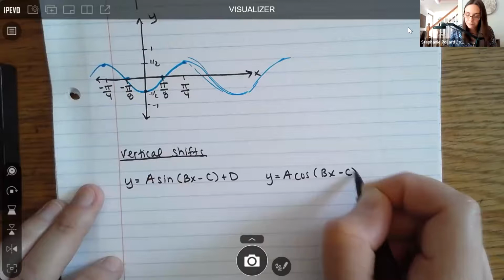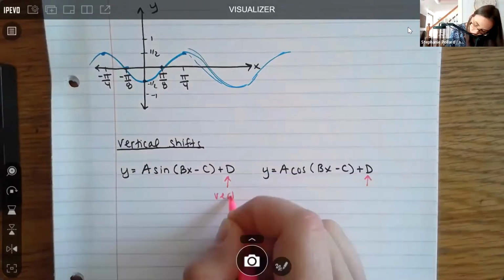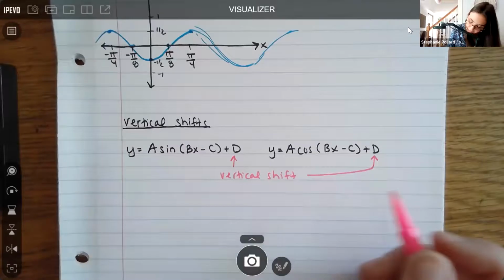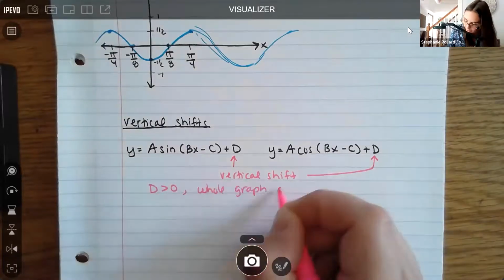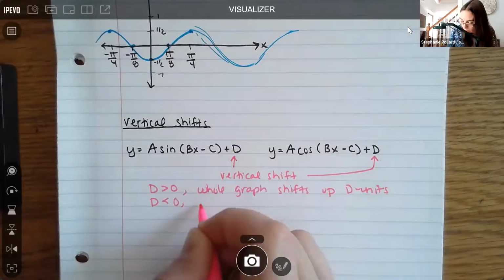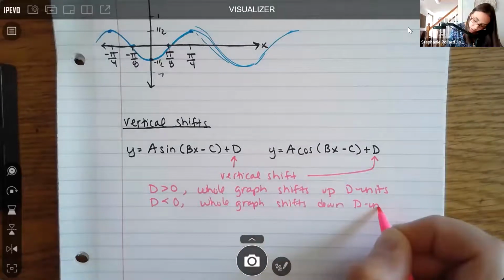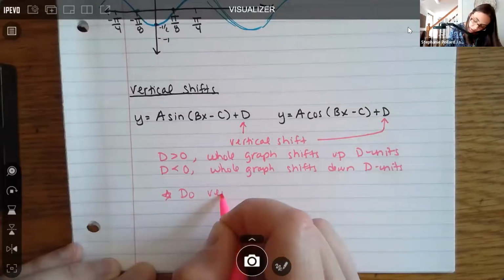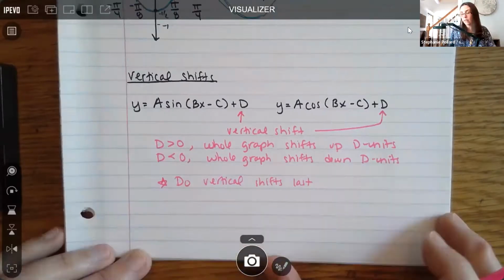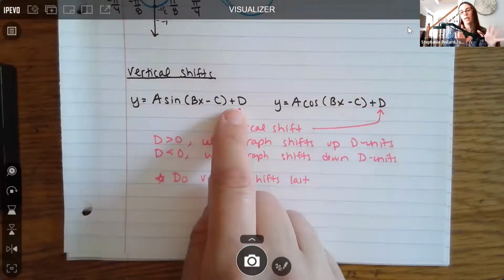If d is positive, the whole graph shifts up d units. And if d is less than 0, so it's like a minus d, the whole graph shifts down d units. And one thing to note is you do vertical shifts really sort of last. So as you're finding your y values, you will end up incorporating that plus or minus d. You don't have to really worry about it in the beginning.